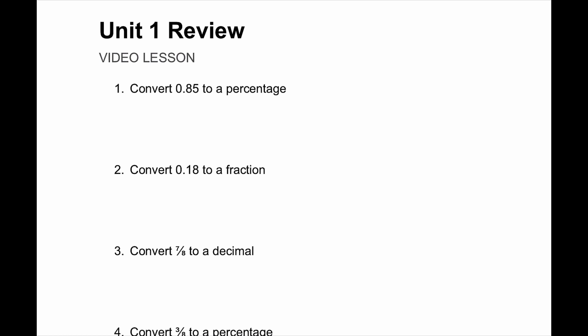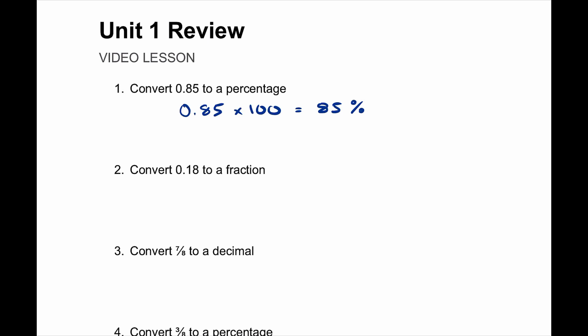We're going to start with Unit 1 and looking at percentages, fractions, and decimals. So question number 1, convert 0.85 to a percentage. So this is quite easy. All you're really doing is just taking the number 0.85 and multiplying it by 100. And that will give you 85. And because we're changing it to percent, don't forget to put the units of percentage right there.